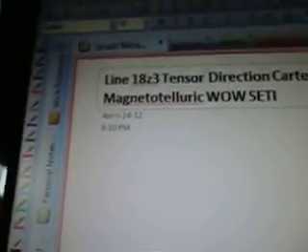Part 219, line 18Z3, tensor direction, Cartesian coordinate system, matrix.